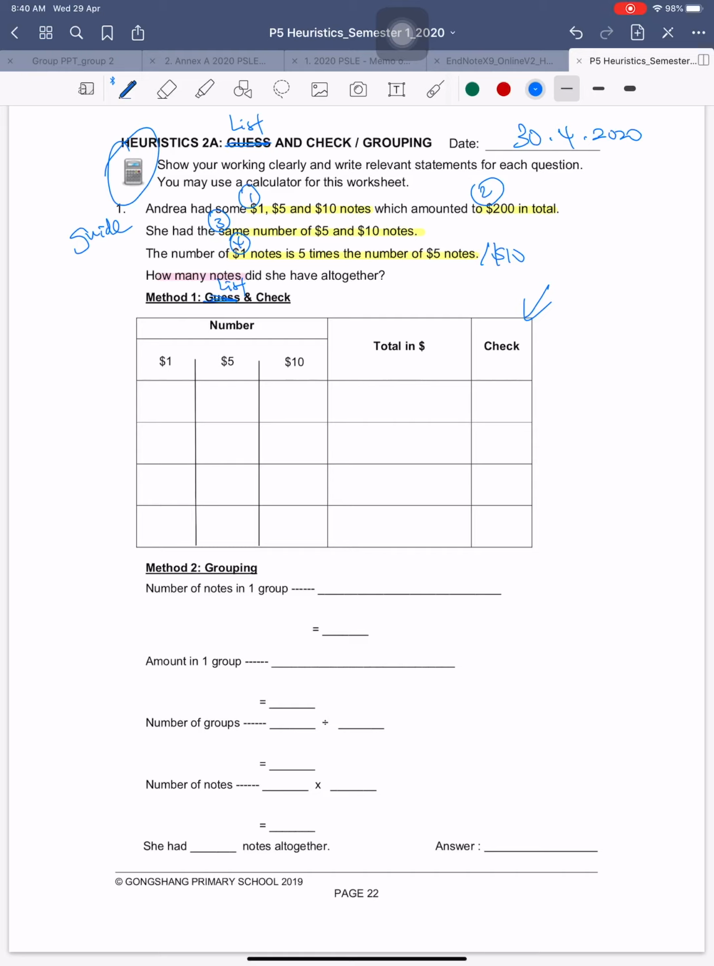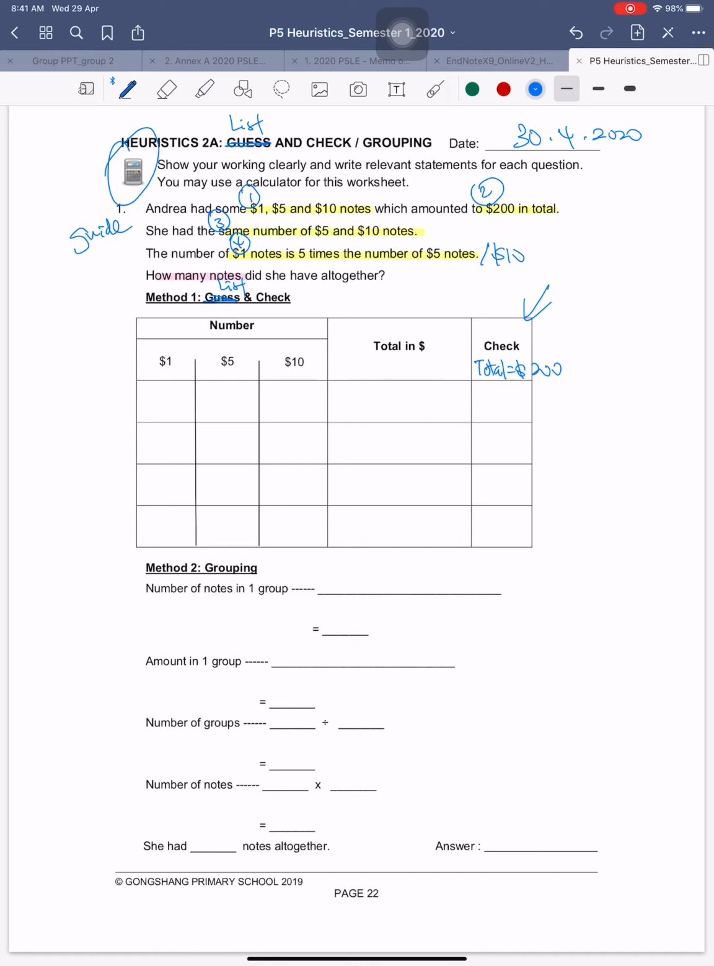When you're doing the list and check method, the last column must always tell the marker what you are checking. In this case, can you write down this part? You are checking whether the total, that is to fulfill the second condition, is $200. Okay, you must write this down so that the marker knows that you know what you are doing, what you are checking.